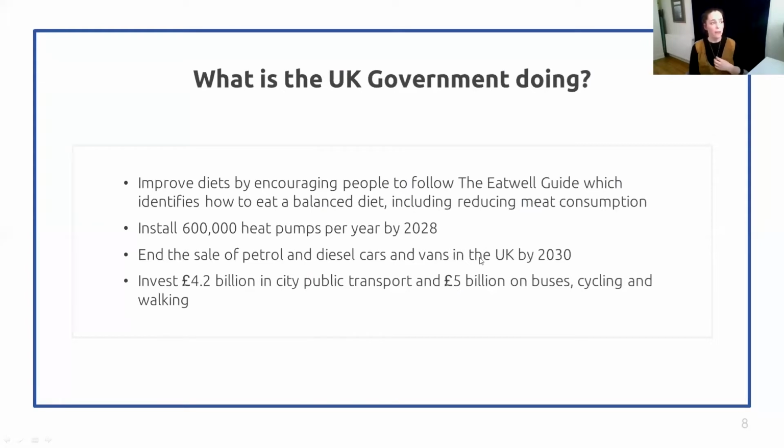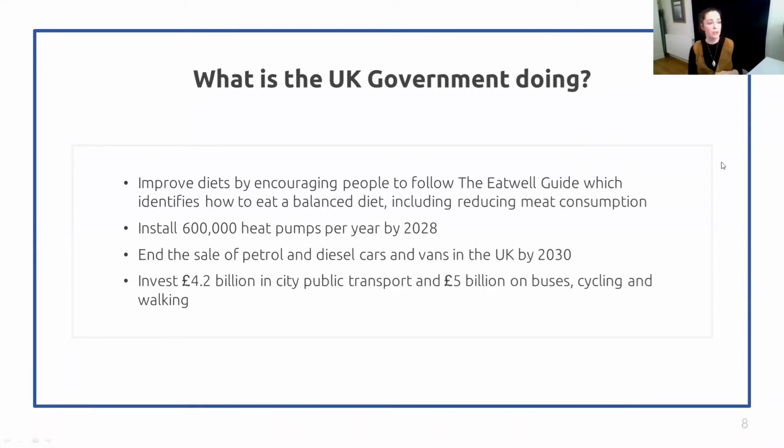So we want to reduce our emissions. If we are looking at preventing climate change, we need to take action. So the UK government is taking action. For example, these are some of the commitments that they have made recently. So revising the Eat Well guide to talk about reducing the consumption of meat, installing heat pumps, ending the sale of petrol and diesel cars, and investing more money in public transport.